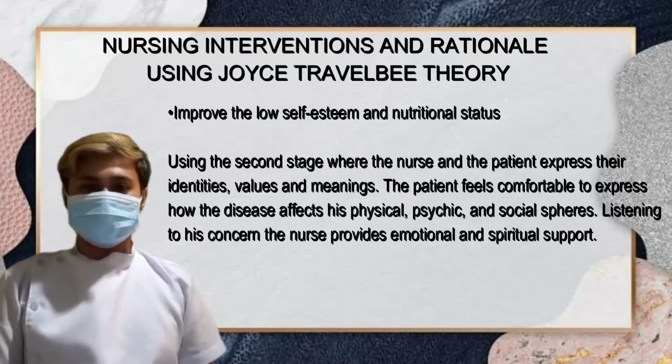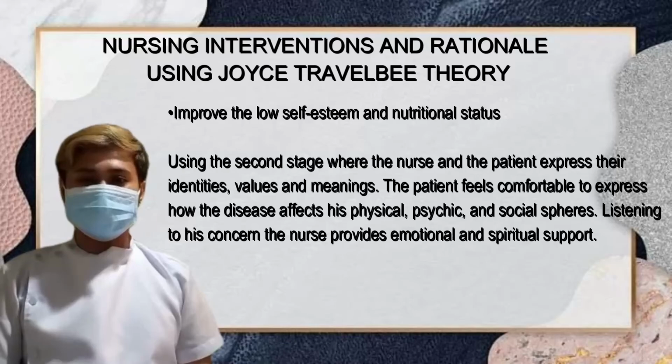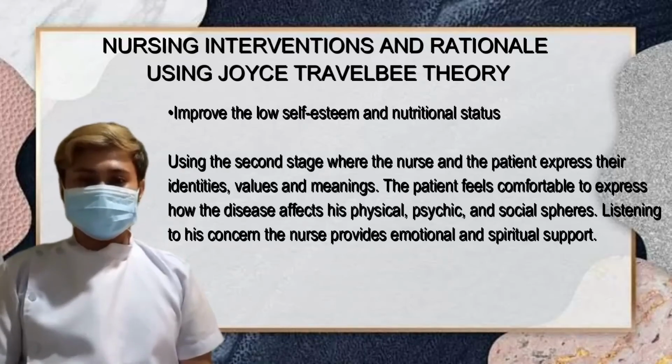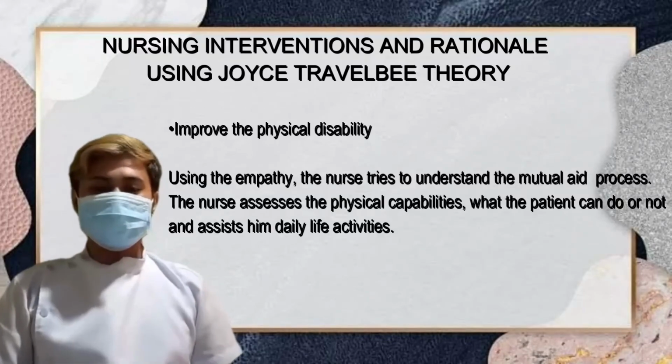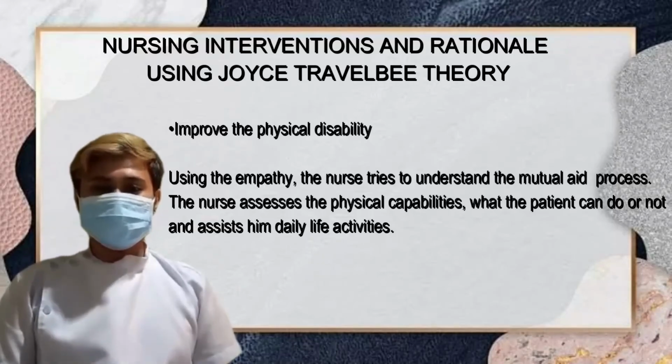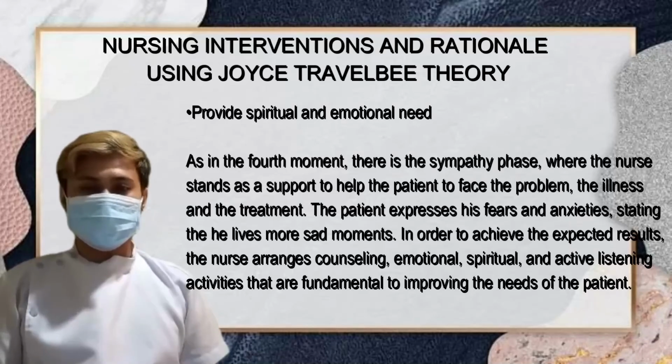Using the second stage, where the nurse and the patient express their identities, values, and meanings. The patient feels comfortable to express how the disease affects his physical and social spheres. Listening to his concerns, the nurse provides emotional and spiritual support. Improve the physical disability. Using empathy, the nurse tries to understand the patient's experience. The nurse assesses the physical capabilities, what the patient can do, or assists him with his daily activities. Provide spiritual and emotional support.